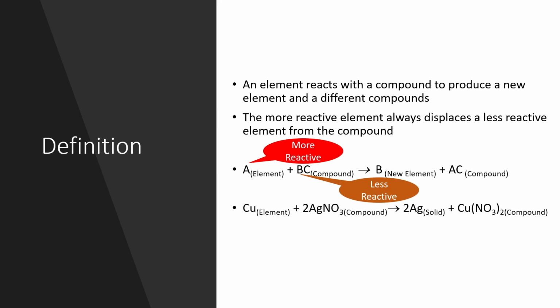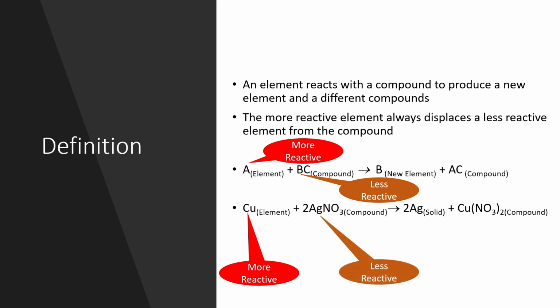So here we have copper reacting with silver nitrate. Copper is an element, silver nitrate is a compound. If this reaction takes place, it is because copper is more reactive than silver. So in this case, we consider copper to be more reactive, silver to be less reactive. Therefore, copper can displace silver from silver nitrate. So it's merely exchanging the metal from the compound with a more reactive metal.